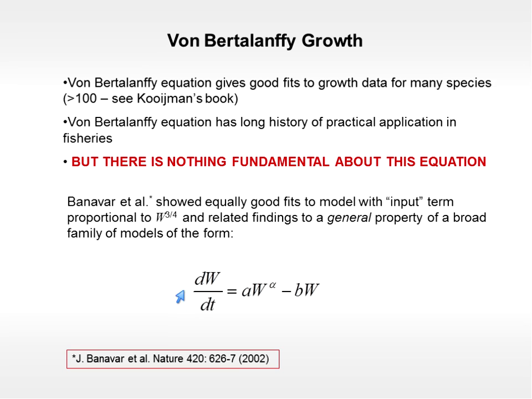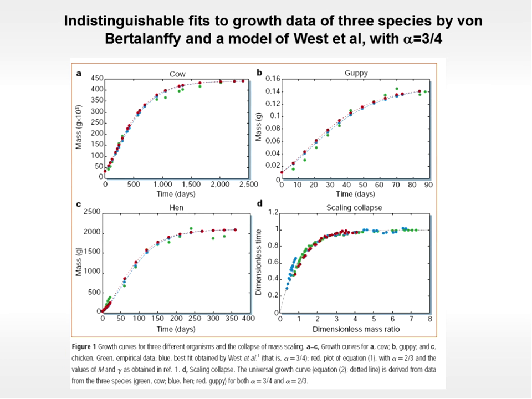And in fact, more generally, mathematically, if you write down a differential equation of the form I've written there, for a range of values of alpha, it's 2/3 in the von Bertalanffy, it's 3/4 in these other models, but for a range of values, you get a reasonable fit to data. And I've copy-pasted here the key figure from that short note to Nature. These are four curves, four sets of data that were fitted by both the von Bertalanffy model and the model with the 3/4 power. The details don't matter.